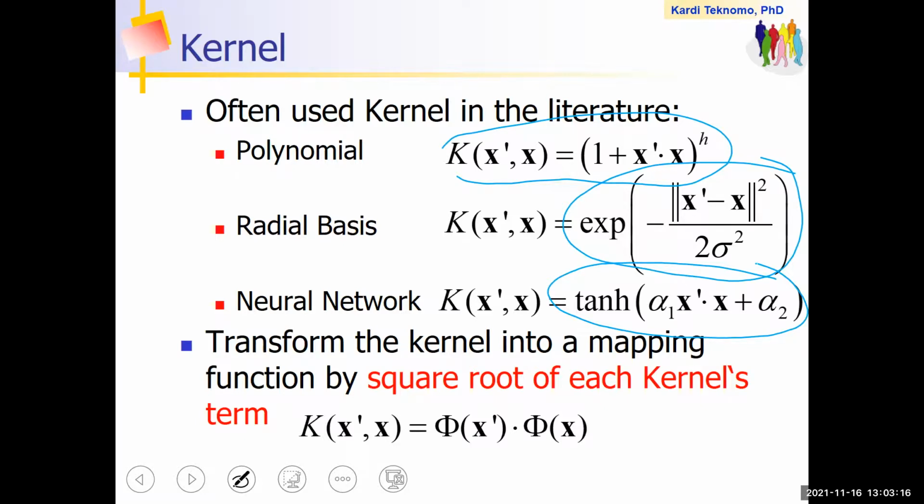Now we need to transform the kernel into a mapping function. We call this a square root of the kernel. Say you have the kernel, we have a mapping function with this phi here. That means the kernel itself is a multiplication of the mapping function, phi.